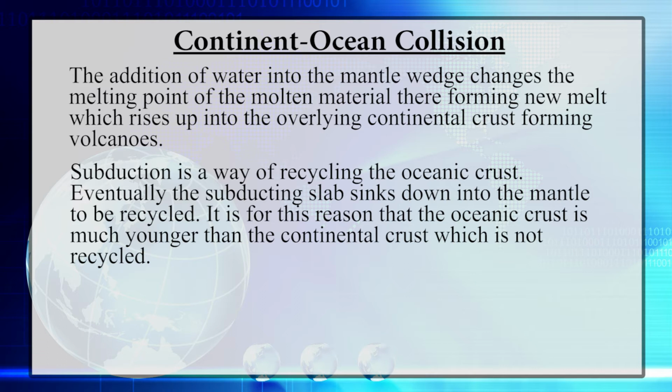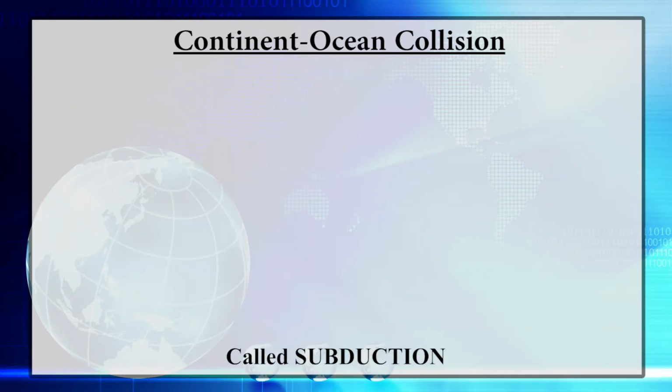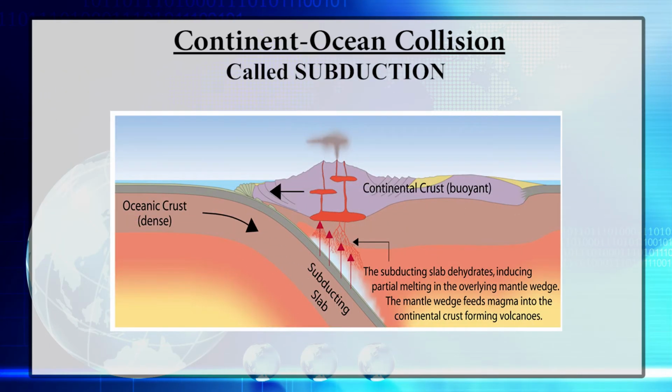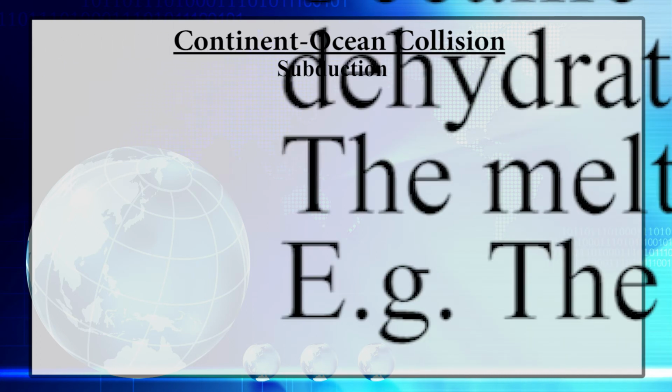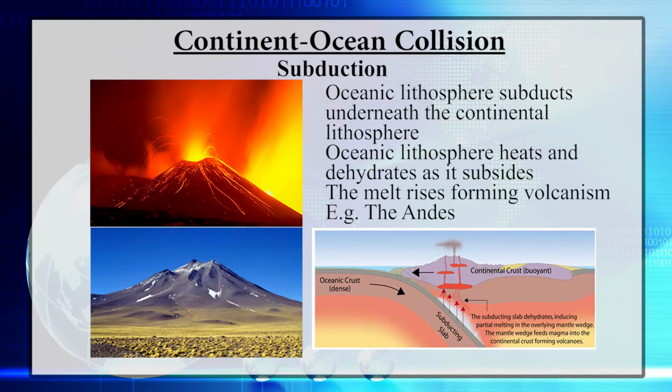Therefore, subduction is actually a way of recycling the oceanic crust, and eventually the subducting slab sinks down into the mantle to be recycled. And it is for this reason the oceanic crust is much younger than the continental crust, which is actually not recycled. And subduction is a major part of the continent-ocean crust collision. Now the oceanic lithosphere subducts underneath the continental lithosphere, and a perfect example of this is the Andes.